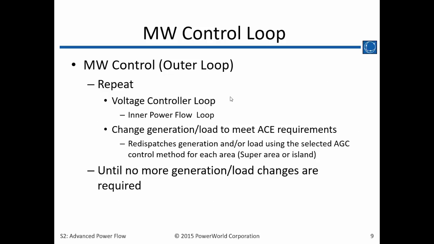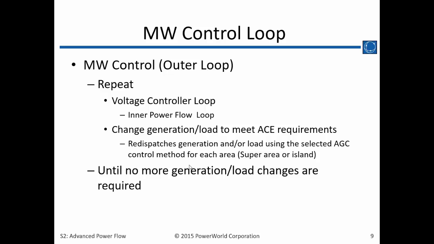So now let's talk about the 3 different loops of the iterative solution process. The megawatt control loop is the outer loop, and we repeat inside of that the voltage control loop and the change in generation and load to meet ACE requirements, and also the inner power flow loop is repeated. So basically the outer control loop contains the voltage controller loop and the inner power flow loop inside of it.